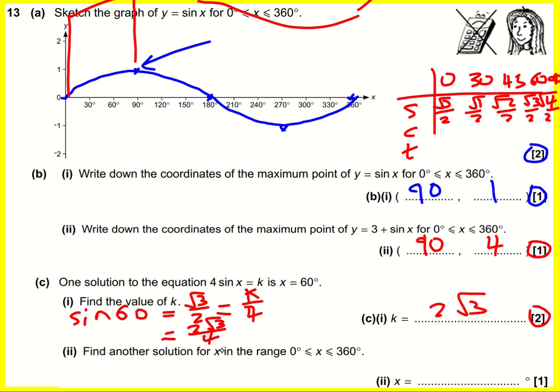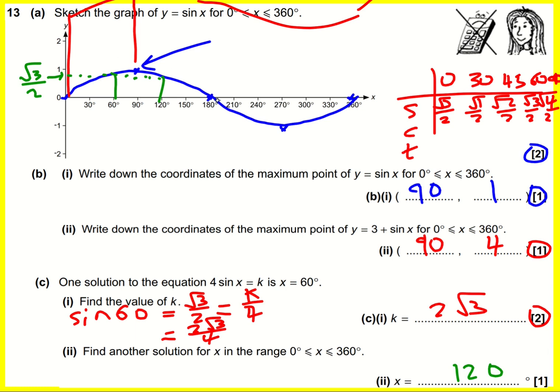Find another solution for x in the range 0 to 360. Well, we've just found this solution here. When x is 60, we get root 3 over 2. That's actually not important for this question. What this question wants us to understand is the symmetry of the sine curve. So another solution is going to be if we carry on and go down here, and actually the curve can really help. The answer is going to be 120. How do I know that for sure? It looked like it from the graph, but can I really be sure?